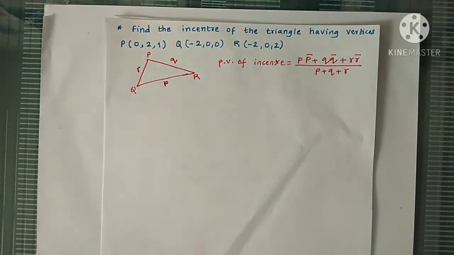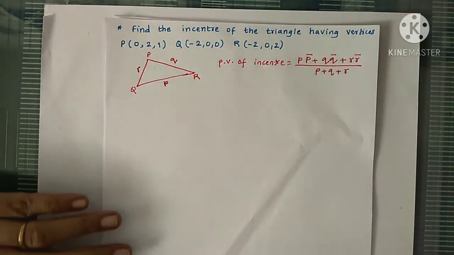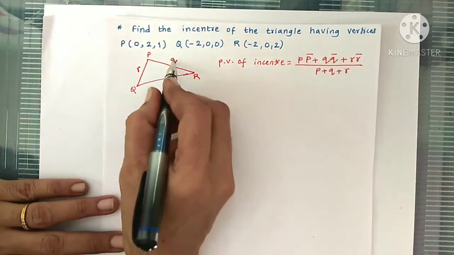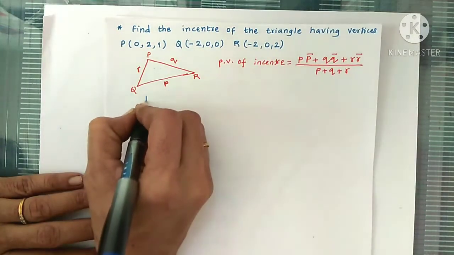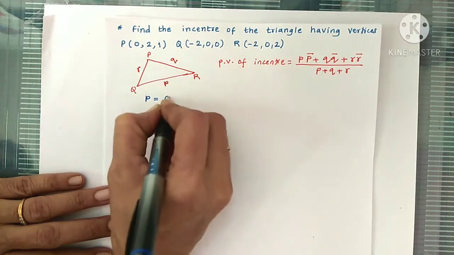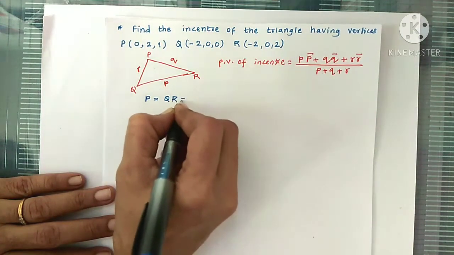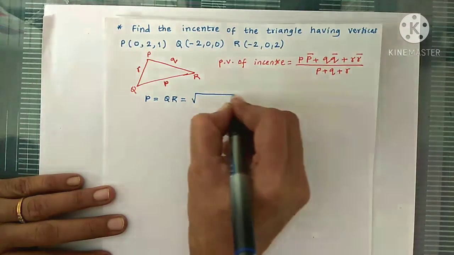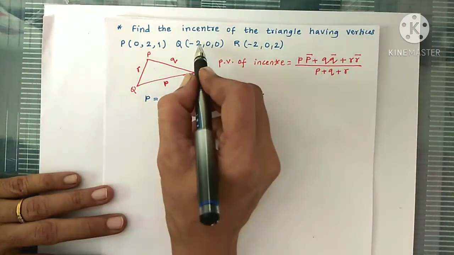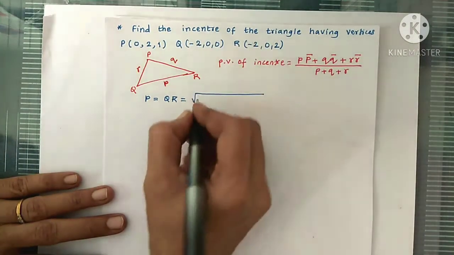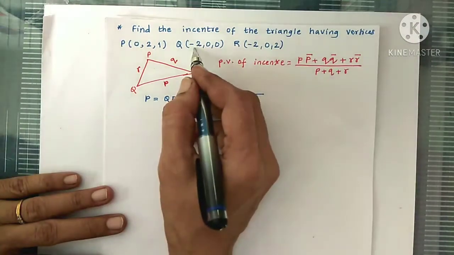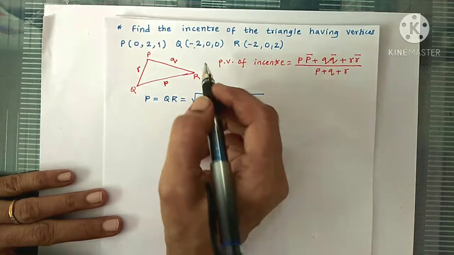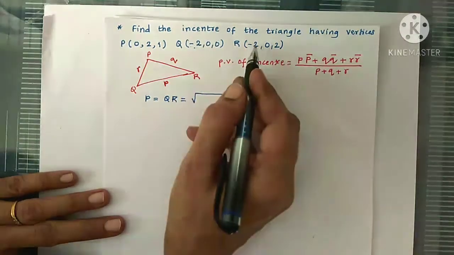So for that, what we need first is the lengths p, q and r. So first of all, let's find small letter p, q and r. Small letter p is length QR. So let's use the distance formula and find QR. Using the distance formula, QR is minus 2 minus minus 2. You can start with this point or this point. Distance QR and distance RQ is the same, so you can start with any point.